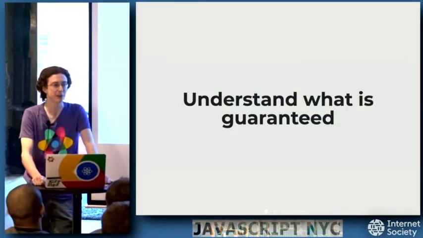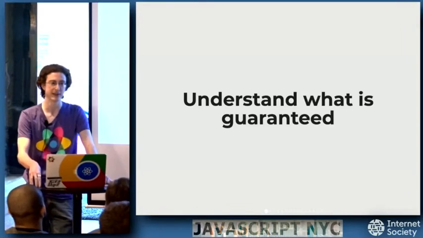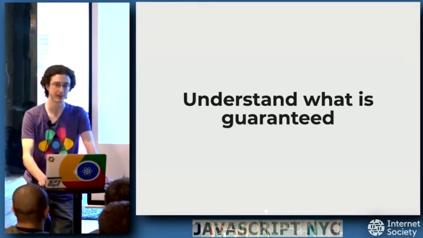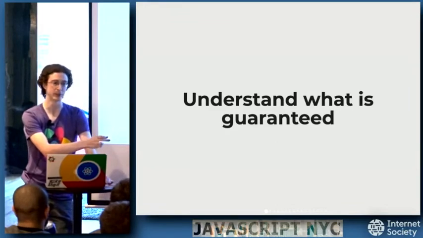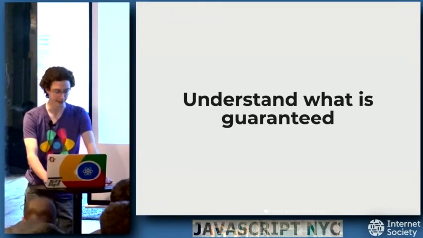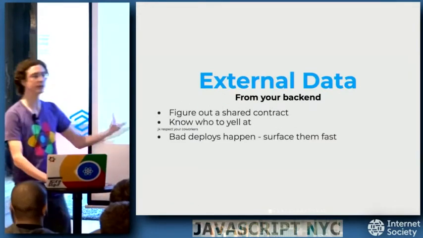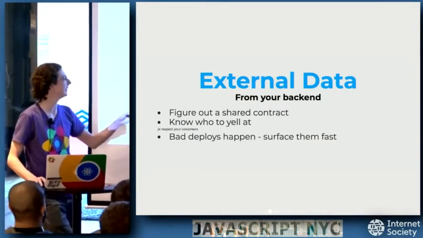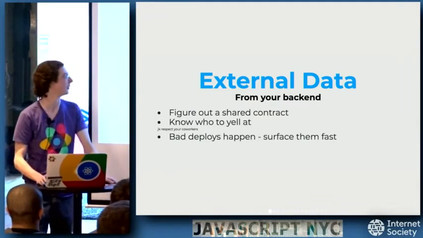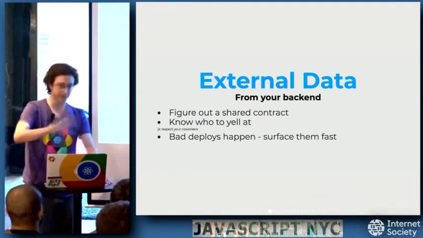A big part of this is understanding what's being guaranteed. In your backend, the guarantee for that example before is that it's going to provide a document object as a top-level key on the response. That's the contract you have with your backend. So for external data coming from your backend, you need to figure out a shared contract between you and whoever writes your backend code. You have to know who to yell at, but don't actually yell at them.